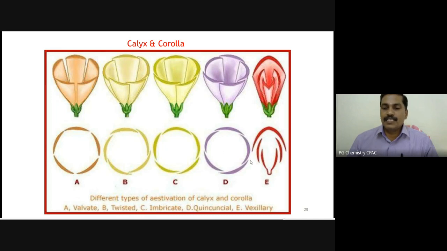Then vexillary. So this is the ascending cover of the petals or sepals. The innermost petal is covered by the outer layer, which is covered by the outermost layer. So these are the basic aestivation types of petals and sepals.